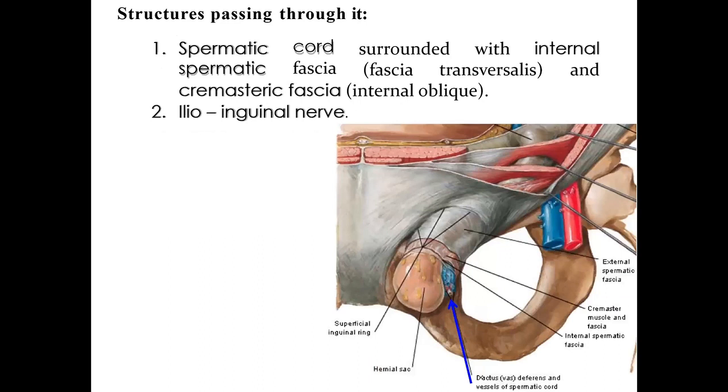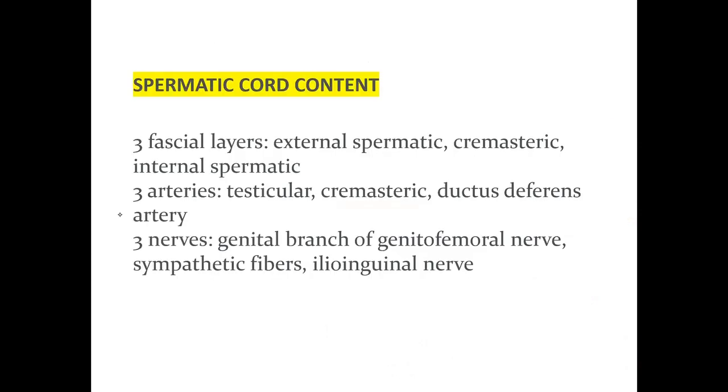Structures passing through the canal. As we mentioned, the spermatic cord is surrounded by internal spermatic fascia, carried from the fascia transversalis, and the cremasteric fascia, which it carries from the internal oblique, as well as the external spermatic fascia, which it carries from the external oblique, and the ilioinguinal nerve, a branch from the lumbar plexus that runs along the spermatic cord.